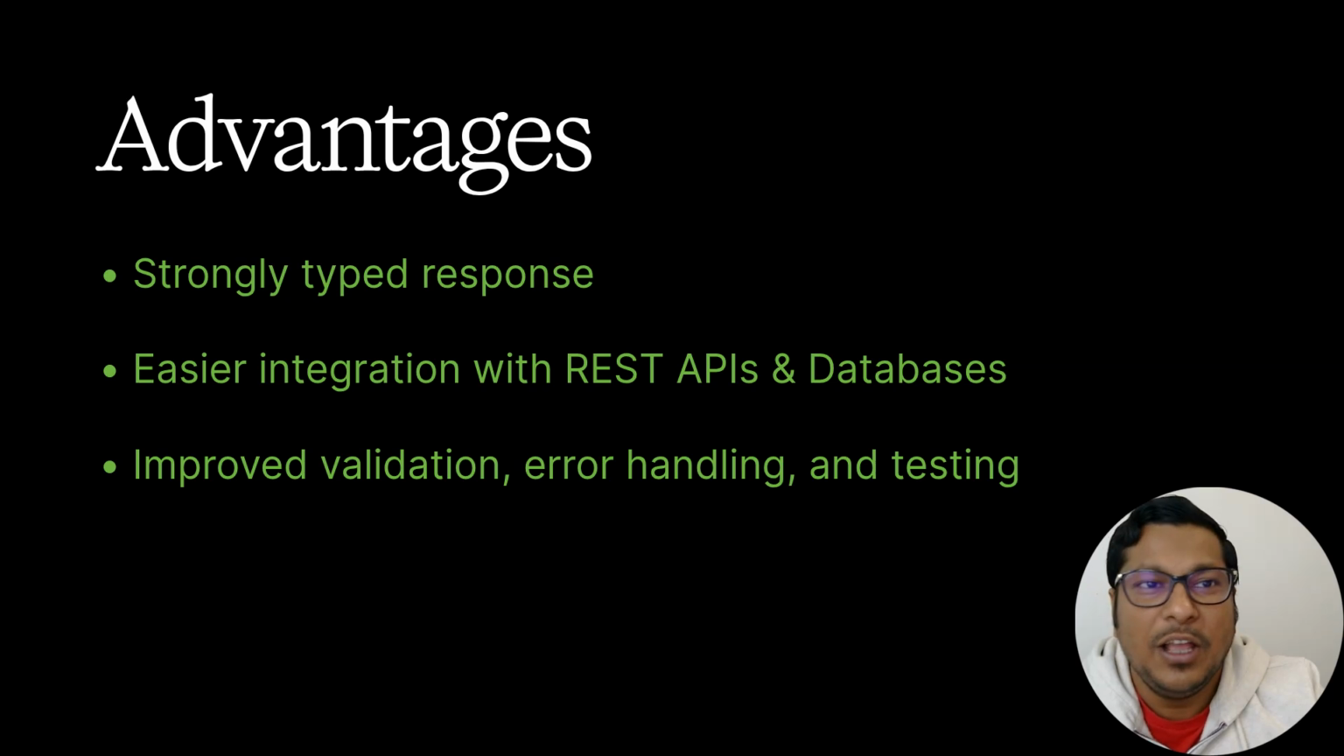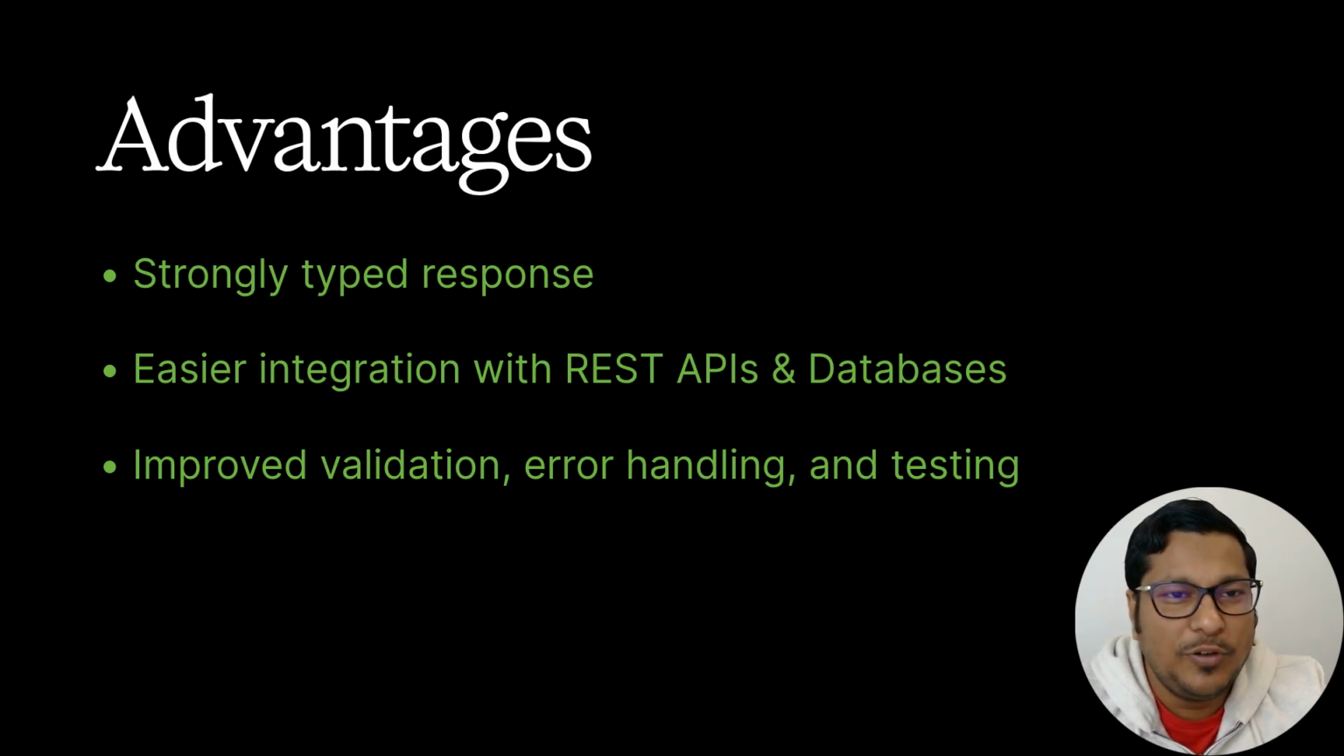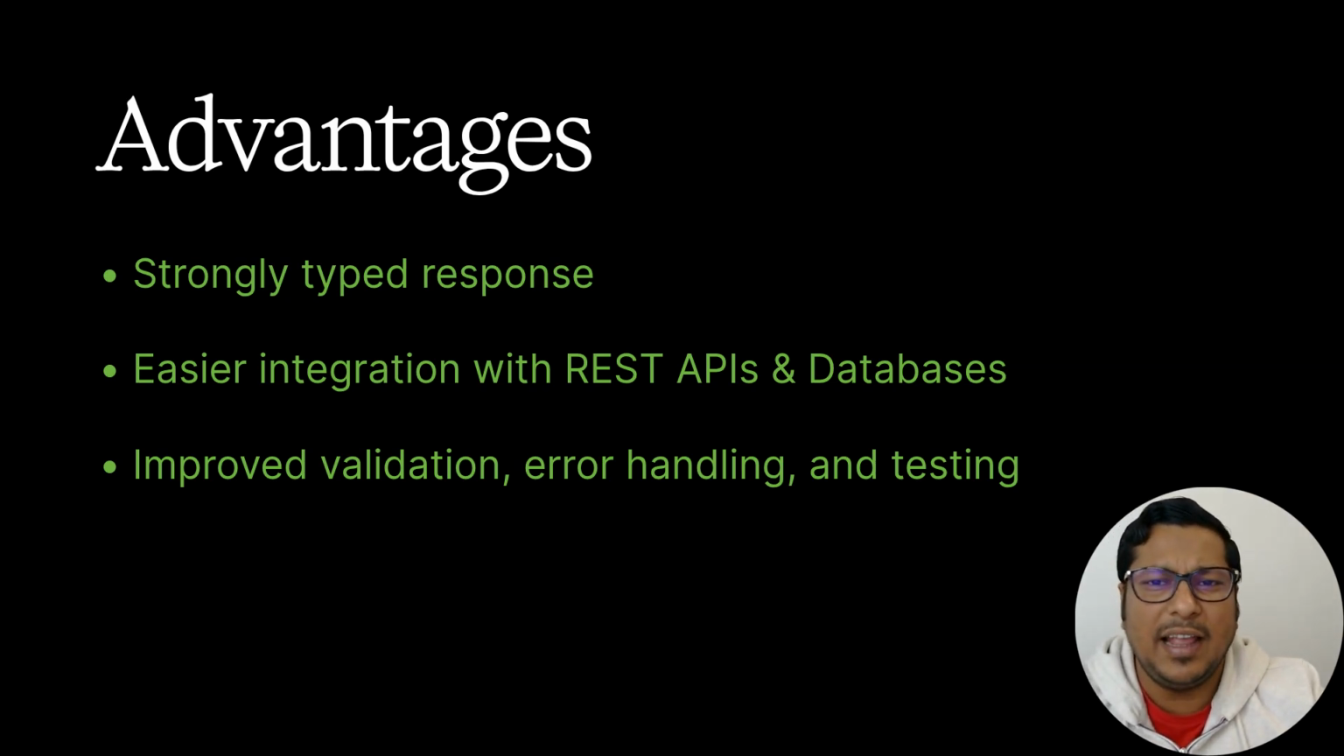The first benefit is we are getting a strongly typed response, and it provides a better reliability and predictability. This is more suitable to enterprise application, and it's easier to integrate with REST API and databases, and you can easily improve the validation, error handling, and testing also becomes easier. So to conclude, structured output converters turn AI from a text generator into reliable Java services. That's why it is a big deal in Spring AI. This helps you move from unpredictable text response to clean, type-safe Java objects or records.